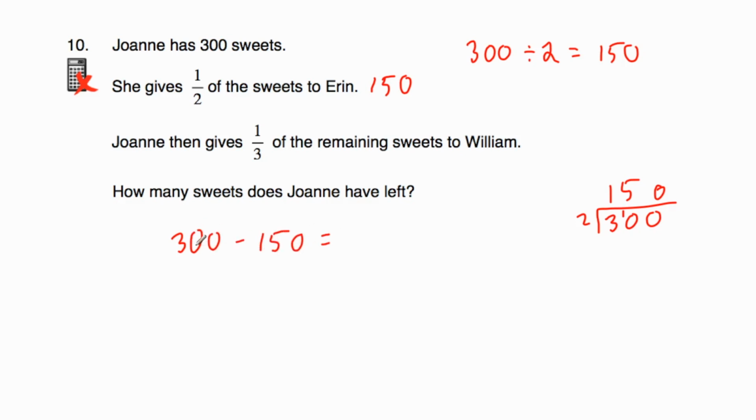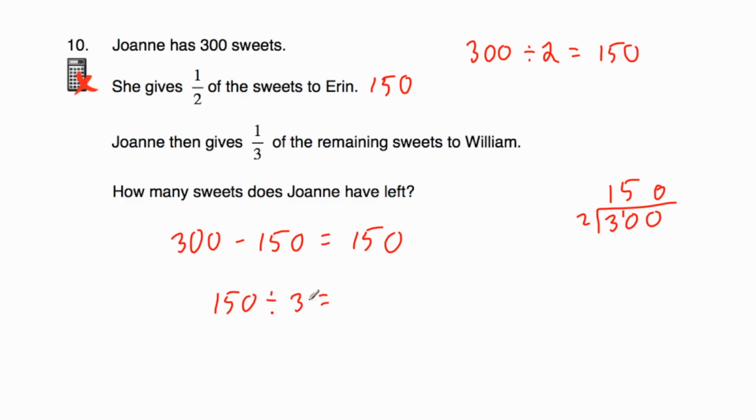And when we do 300 take away 150, that means she's got 150 sweets left. And she gives a third of the remaining sweets to William. So she gives a third of this number of sweets to William. She gives a third of 150 to William. So if we take our 150, and to get a third of something, you divide by 3. So we're going to do 150 divided by 3.